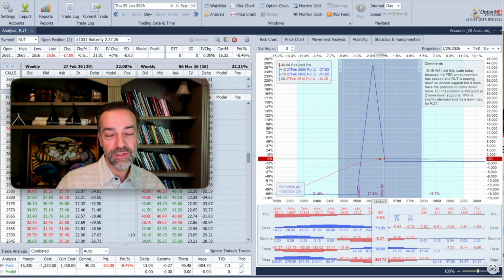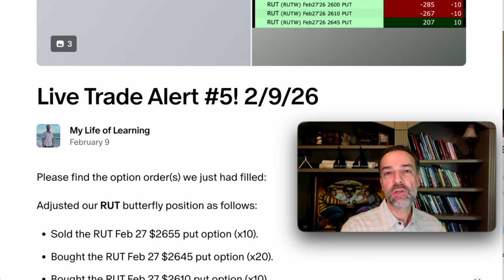This trade has potential to help you do that. So I entered this trade on January 29th. Well, fast forward about 2 weeks, and on February 9th, I did my first adjustment.